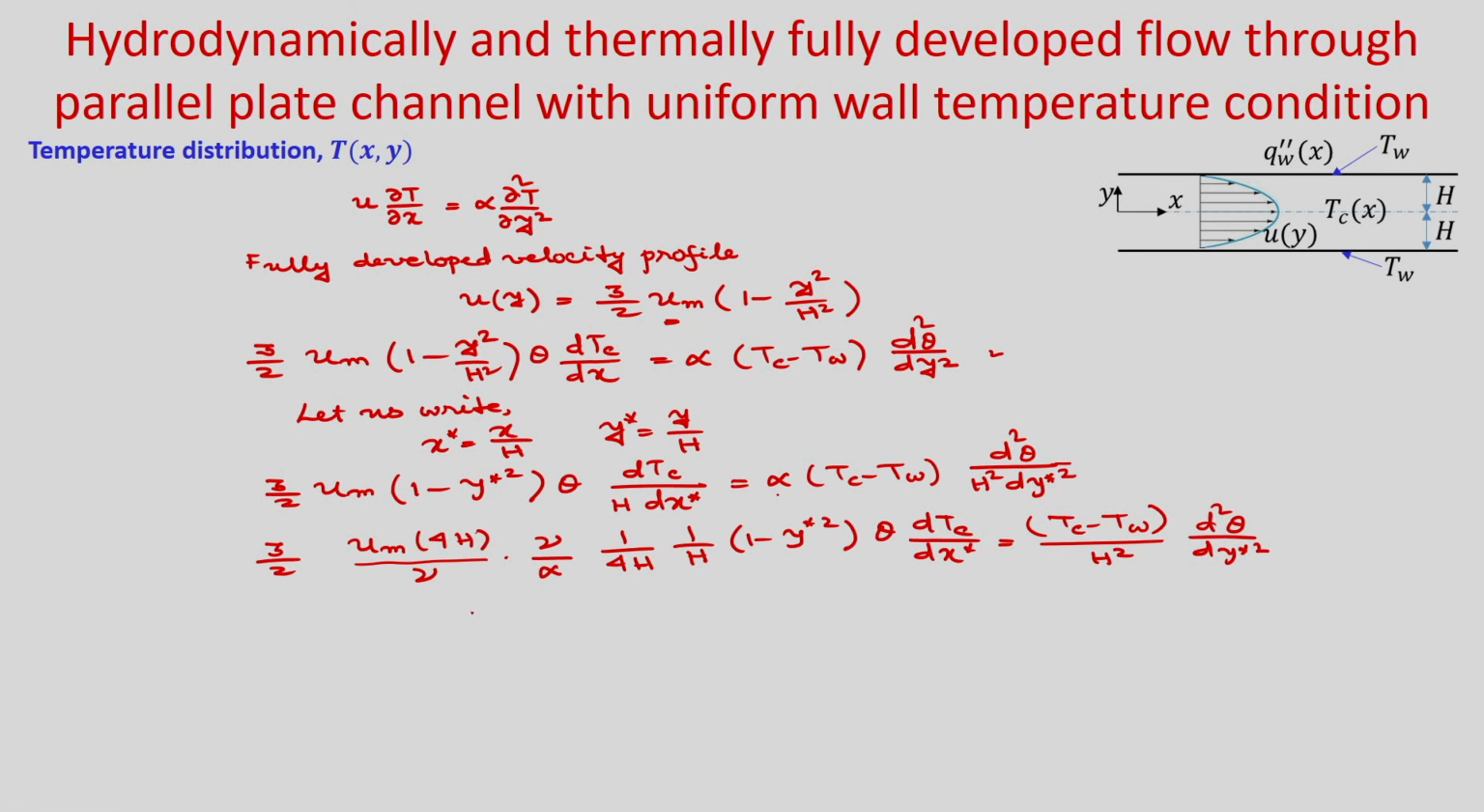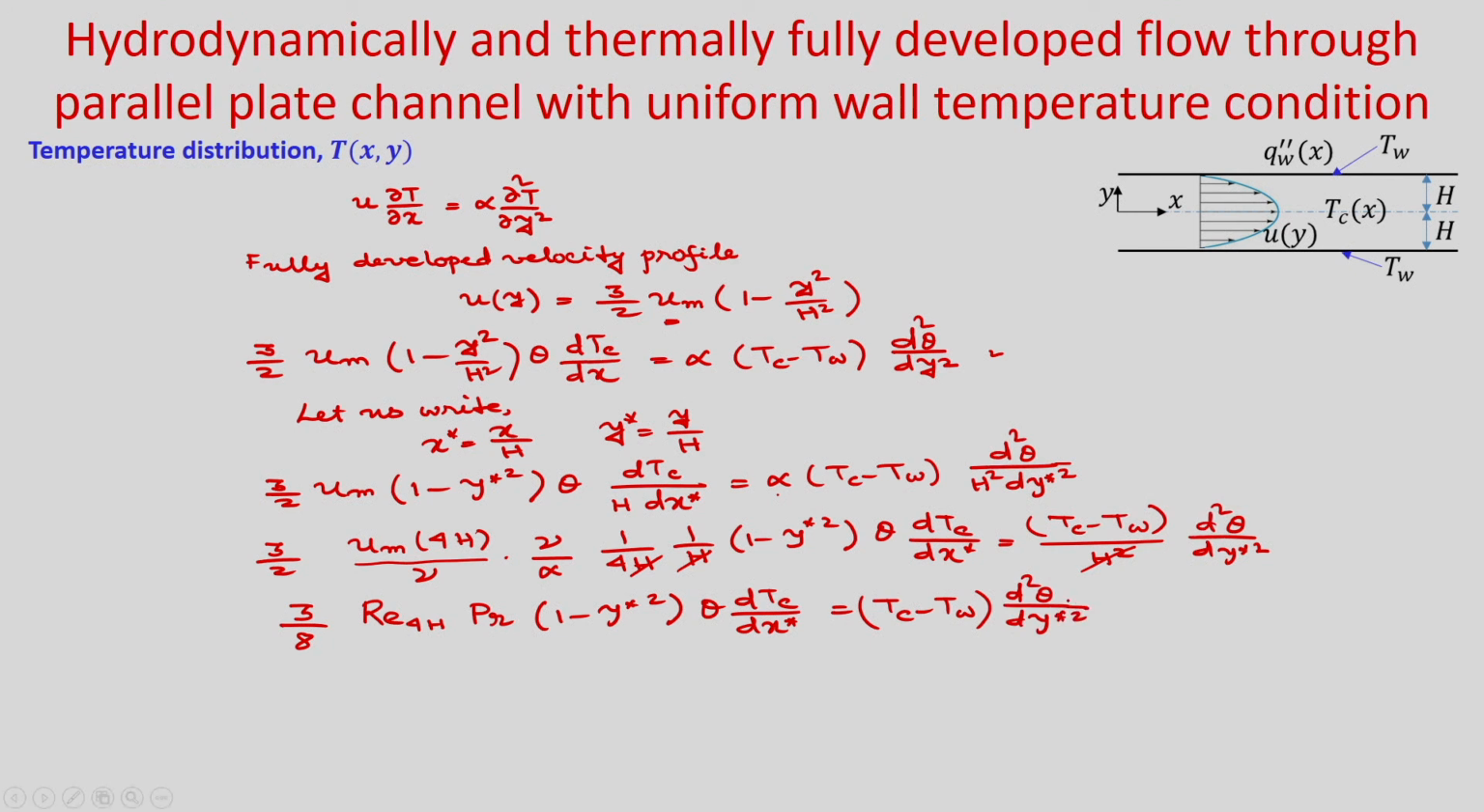Now you can write 3/8. This is the Reynolds number based on hydraulic diameter 4h. Then ν by α is your non-dimensional number, the Prandtl number. Then you have this h², you can cancel with this h². We have (1 - y*²) θ dT_c/dx* is equal to (T_c - T_w) d²θ/dy*².